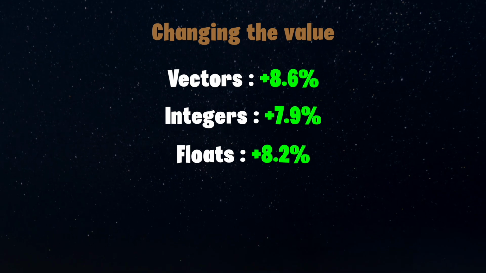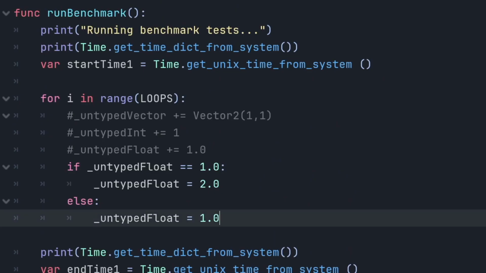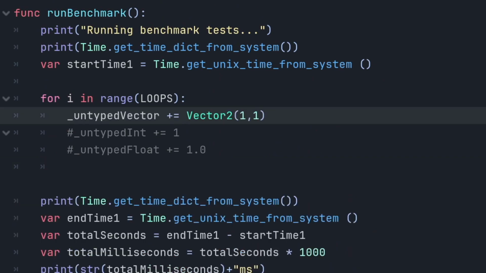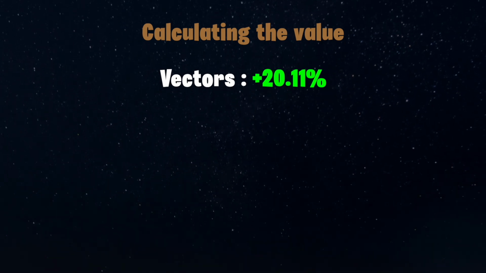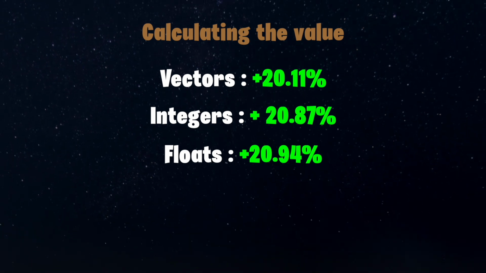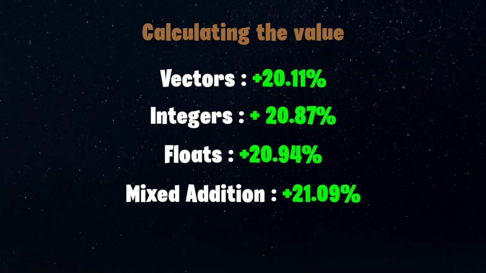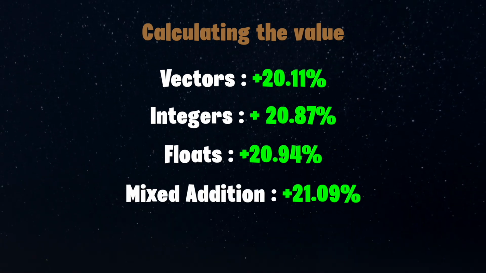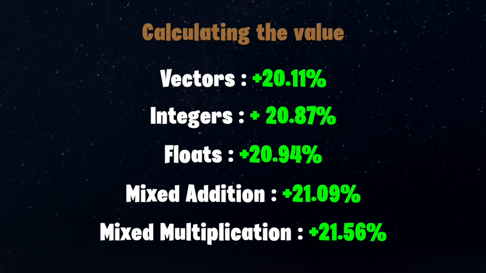It's pretty good, right? Well, for my second test, I wanted to try some calculations with the different types. Just a simple calculation on each iteration of my loop blew me away. Adding two statically typed vectors together showed a huge improvement in performance, coming in at 20.11% faster. Integers and floats showed similar results, coming in at 20.87% and 20.94% respectively. Adding a mix of variables brought the performance boost up to just over 21%, and multiplying a mix of variables demonstrated a whopping 21.56% increase in performance.